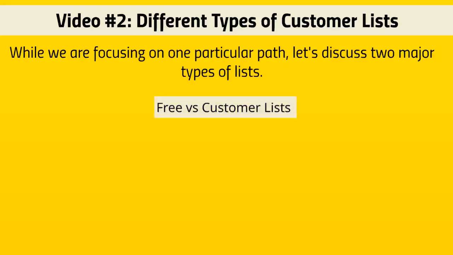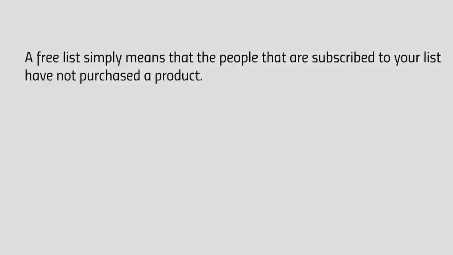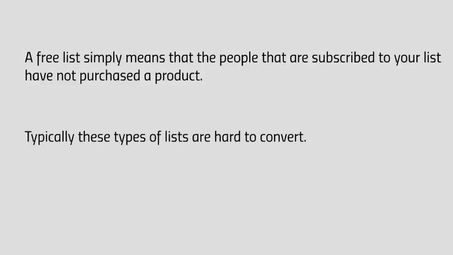So the 2 major ones are the free list versus the customer list. So a free list, let me explain the differences. A free list simply means that the people subscribed to your list have not purchased a product. So if you imagine you get onto a landing page or a squeeze page and they're asking for your name and your email and that's it. You're not buying anything. That is basically what a free list is.